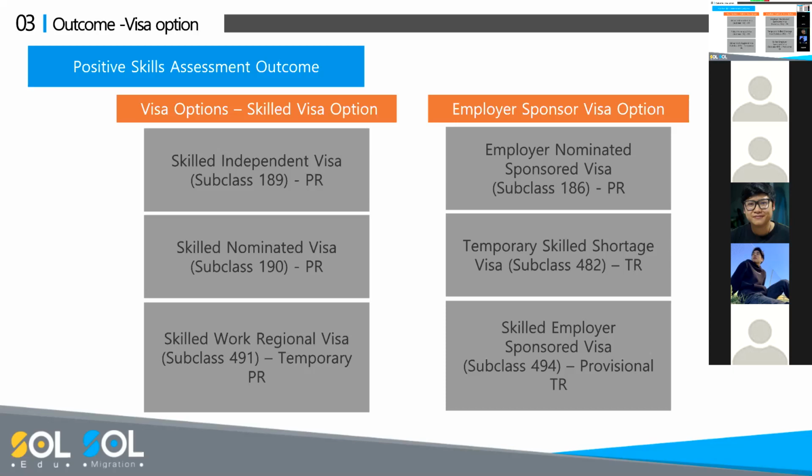So maybe last week we explained the 6 different visa options. For the skilled visa section, definitely 189, 190, and 491 will be the good visa options.